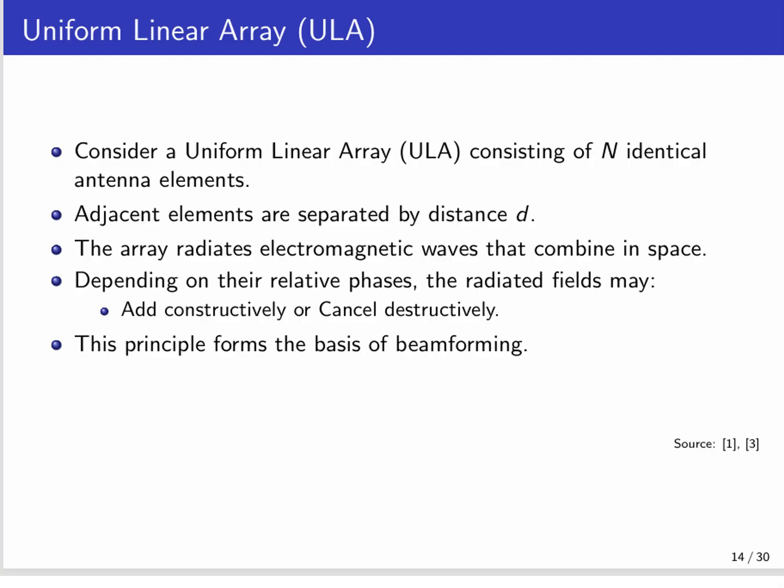Now we understood that beamforming techniques would be useful for terahertz communications. Now with the help of a simple uniform linear array, we'll understand how the beam is forming and how we can state that a beam is formed. Consider a uniform linear array having N identical antenna elements which are spaced by distance d, and this array radiates electromagnetic waves into free space, and depending on the phases, the fields may add constructively or destructively. So this constructive and destructive interference of the radiated waves forms the beam in the far field.